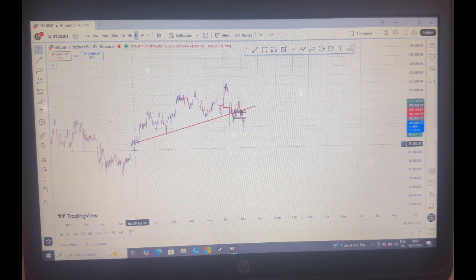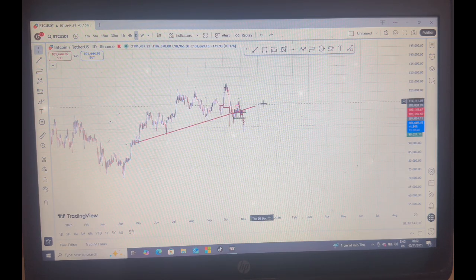So after mapping out the trend line to know the trend of the market, knowing the trend of the market is like knowing if the market is in an uptrend or in a downtrend. So what did I observe here? Let me zoom it in.